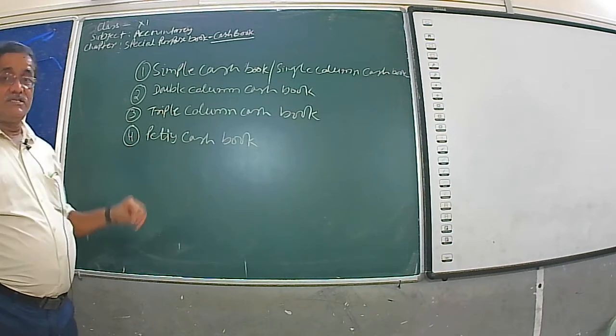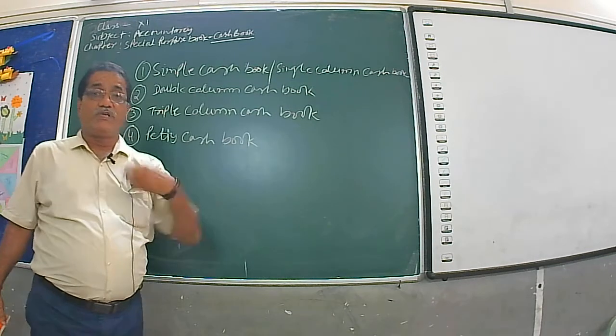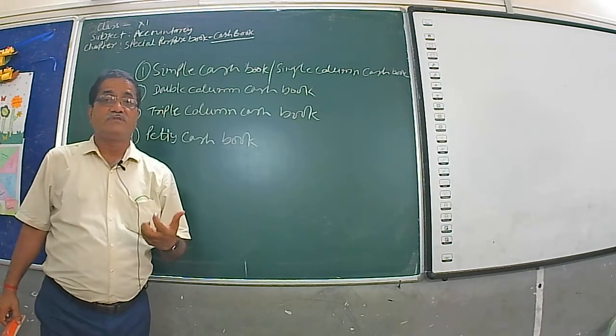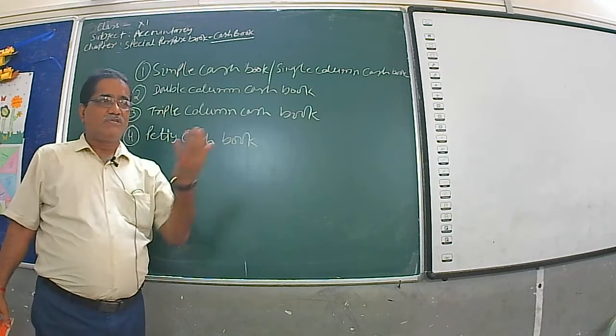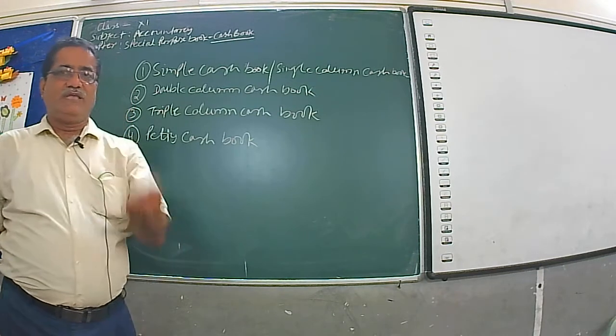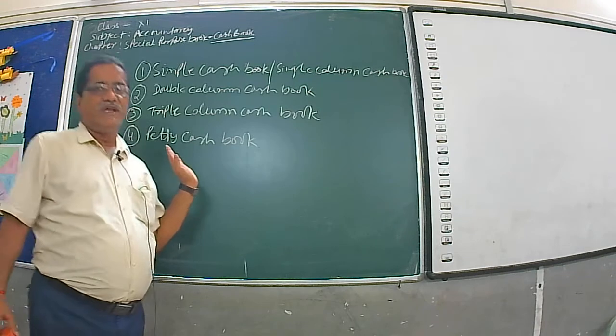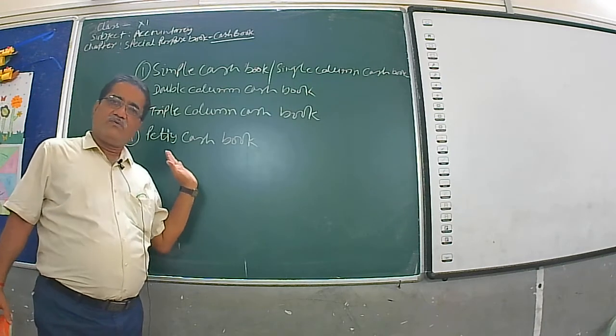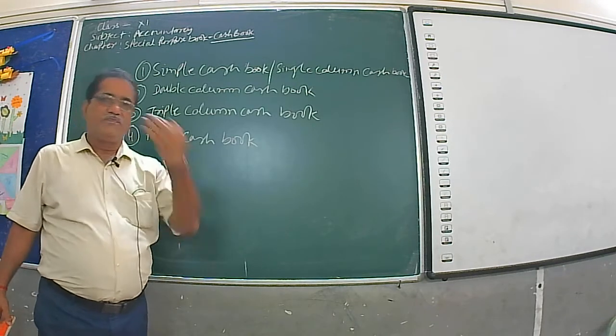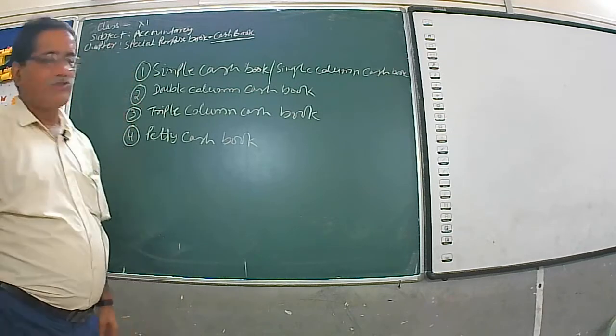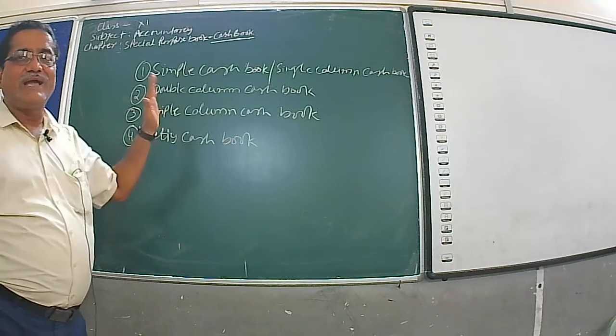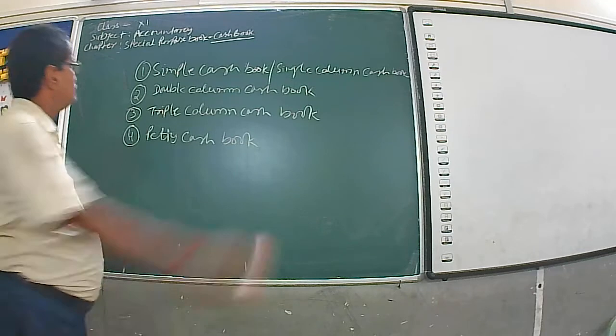And it is also called books of original entry. Why is it called books of original entry? Because when the transactions occurred or happened, that is first noted in this book. That's why it is considered as books of original or primary entry. Now I would like to draw the format of simple cash book, single column cash book.